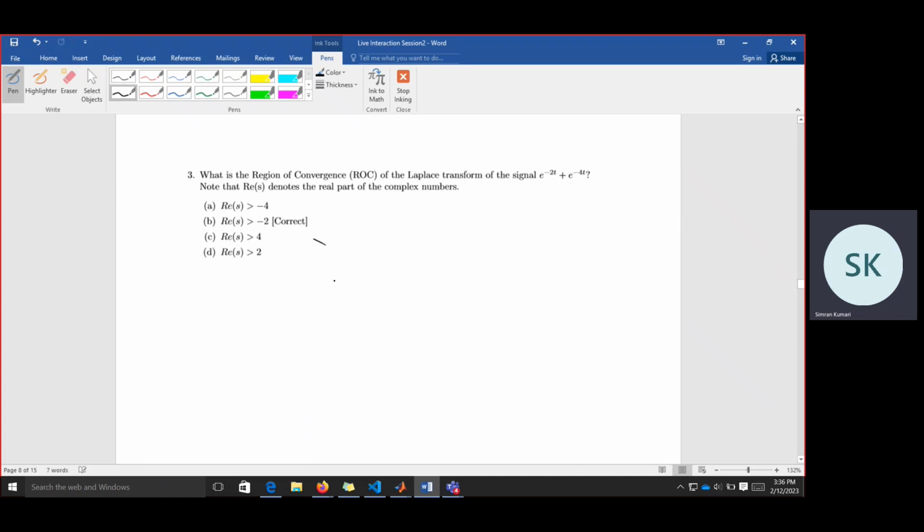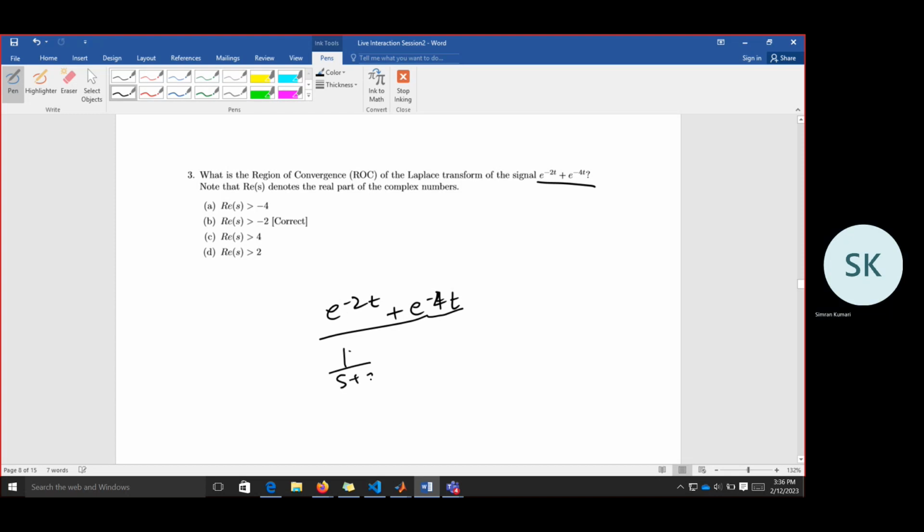Now we have to find the ROC of the Laplace transform of this signal. So what would be the Laplace transform of this signal? It's the same as I explained earlier. It's a linear combination of two signals. We know the Laplace transform of this and of this, so it will be the sum of these two. And we have to find the ROC of these two so that we can find the intersection of the ROCs.